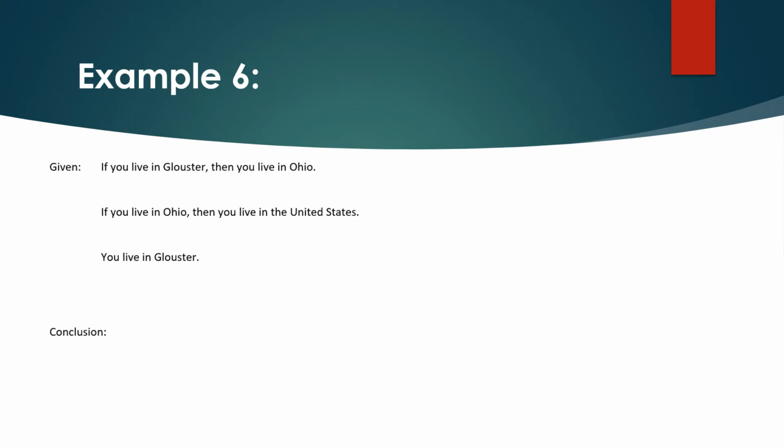Example 6. Example 6 is going to combine our law of syllogism and our law of detachment to make a single true conclusion. Again, detachment says if P implies Q is true and P is true, then Q is true. Law of syllogism says if P implies Q is true and Q implies R is true, then P implies R.